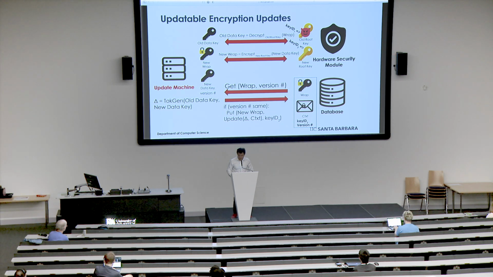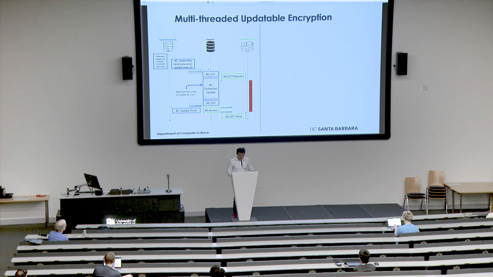Note that we continue to rotate the root key naively because the wrap is small and inexpensive to encrypt and decrypt compared to the much larger ciphertext. Unfortunately, a conventional application of updatable encryption can still significantly impact routine operations performance-wise because the update function itself may still hold on to the database locks, slowing down other routine operations.